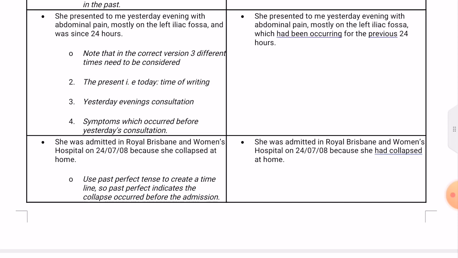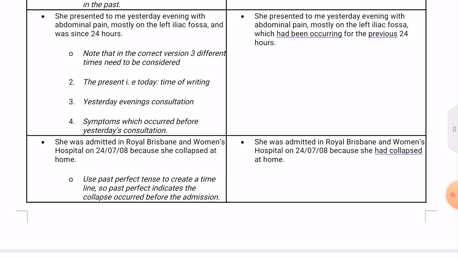So now see the correct sentence. She presented to me yesterday evening with abdominal pain, mostly on the left iliac fossa, which had been occurring for the previous 24 hours. So "had been occurring" and "previous" here, two different words are mentioned, showing that this is the correct sentence.